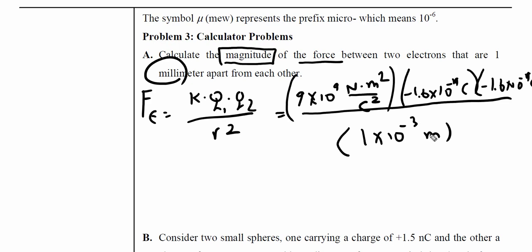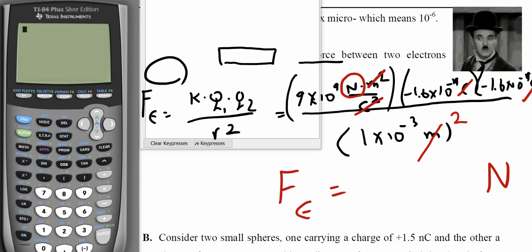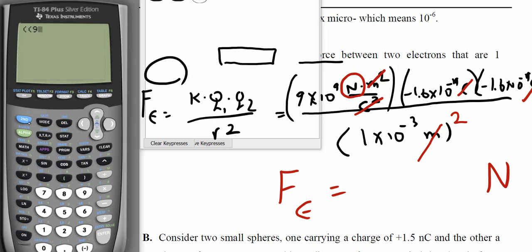Actually, I forgot the squared. So notice that we have meter squared. Those cancel out. And we have a Coulomb squared with a Coulomb times a Coulomb. So we're left with the correct unit for force, which is Newton. We're going to type this into the calculator. Parentheses are pivotal in this case. Make sure in your calculator that you're using the negative and not the minus.